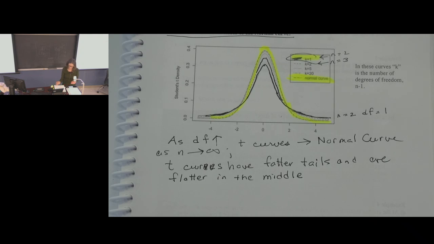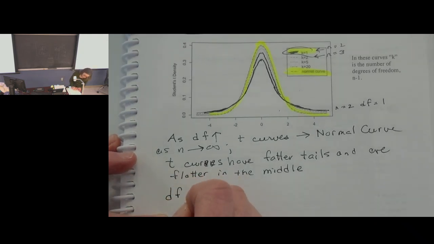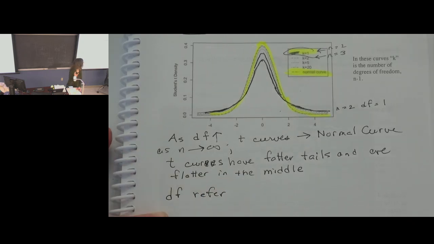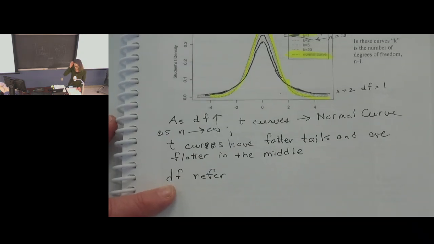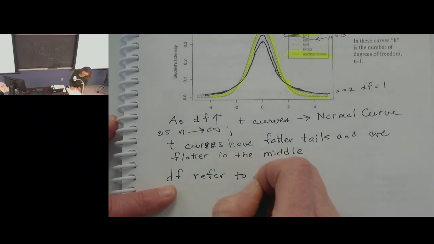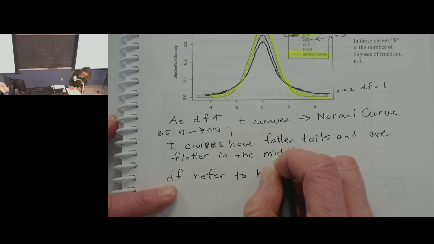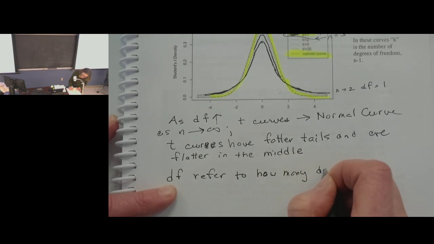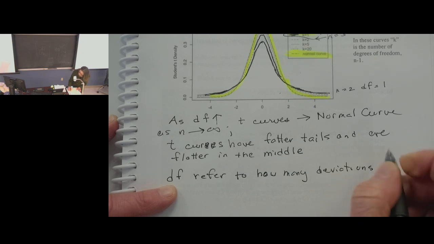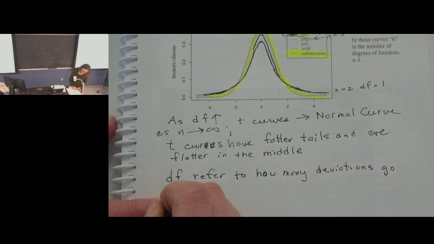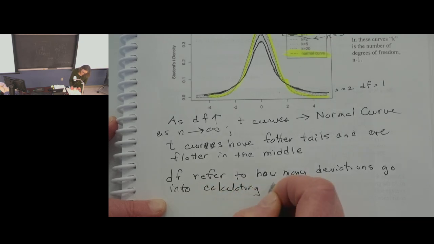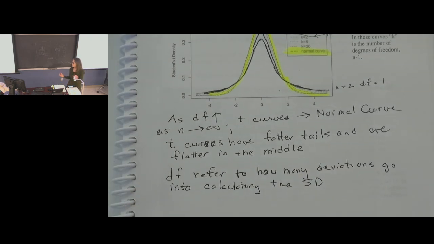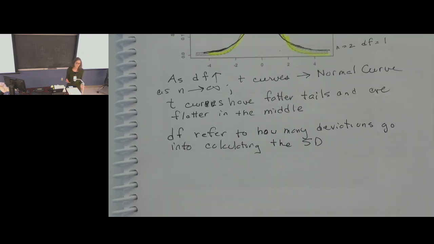Now, these are the degrees of freedom for your error terms. Degrees of freedom refer to how many deviations go into calculating the standard deviation. That's a good way to think about it. That's where you can understand the meaning of degrees of freedom.